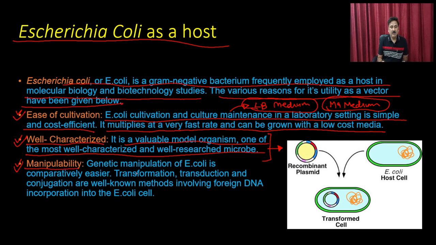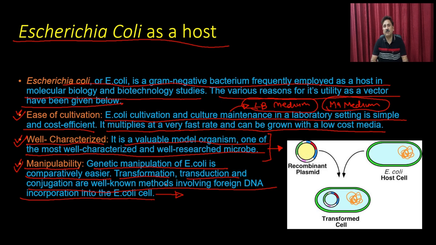Then manipulability. Genetic manipulation of E. coli is comparatively easier. Transformation, transduction and conjugation are well known methods involving foreign DNA incorporation into E. coli cells. You will see this when we discuss DNA delivery into host cells, and you will understand how easy it is to insert recombinant DNA into E. coli cells. For example, you take the recombinant DNA, you make competent cells of E. coli, and when you incubate them together, spontaneously without doing much, the recombinant DNA will enter the bacterial cell and you get the transformed cells. The recombinant DNA is accepted by E. coli, so producing these transformed cells is not a trouble.